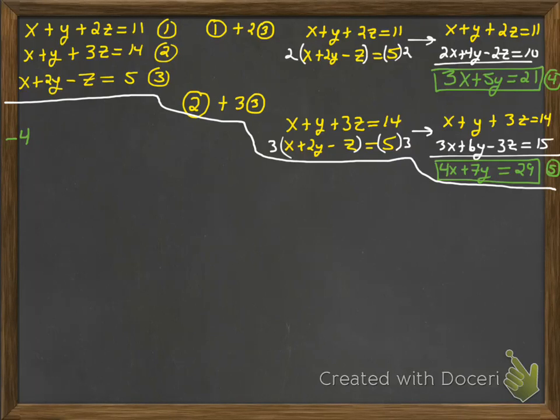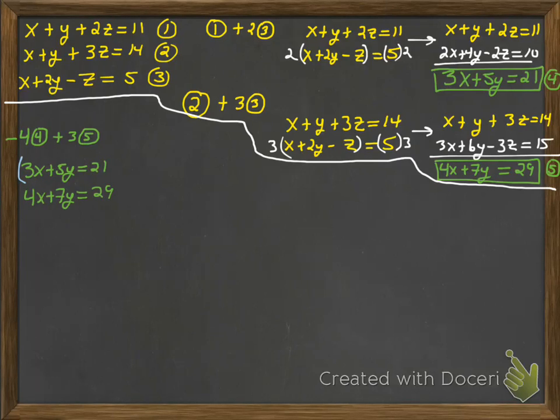So we're going to multiply equation 4 by negative 4, and then we're going to add equation 5 to it, but we need to multiply equation 5 by 3. So I'm just going to write down equation 4, 3x plus 5y equals 21. And then underneath it, equation 5, 4x plus 7y equals 29.